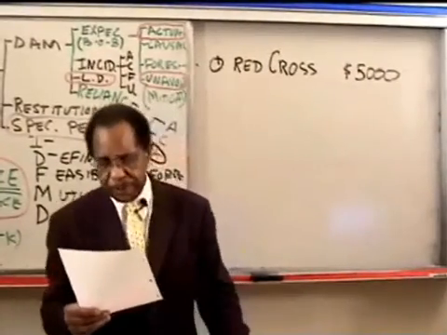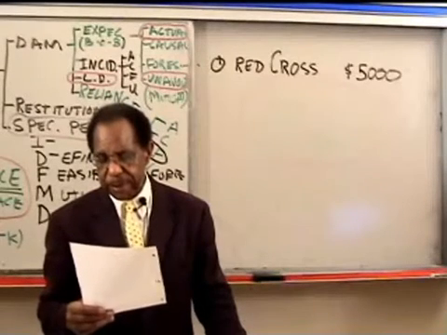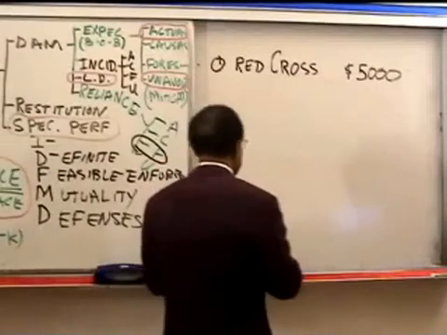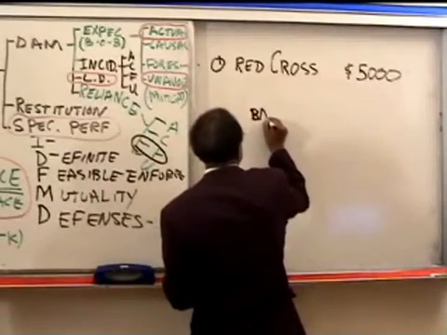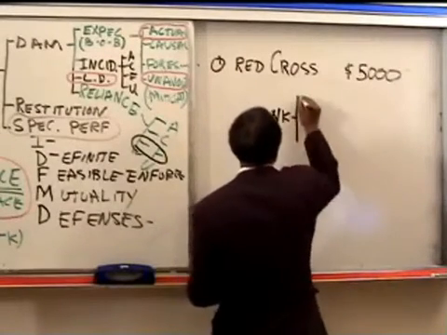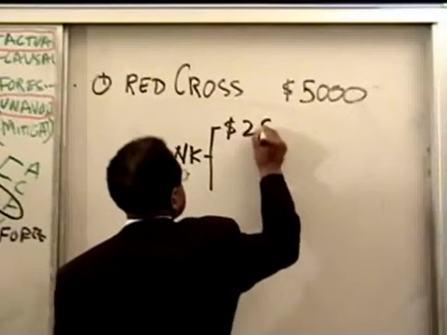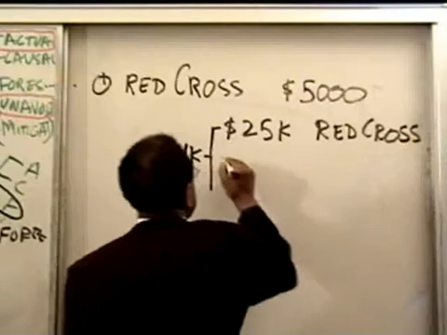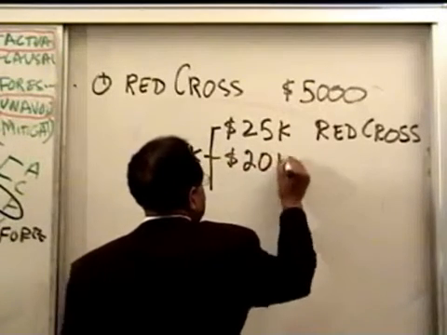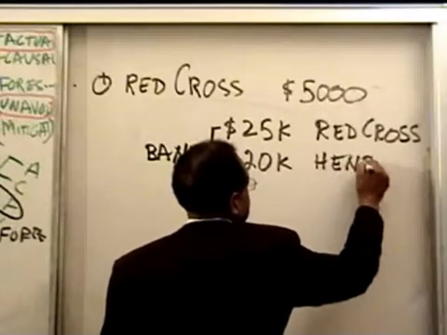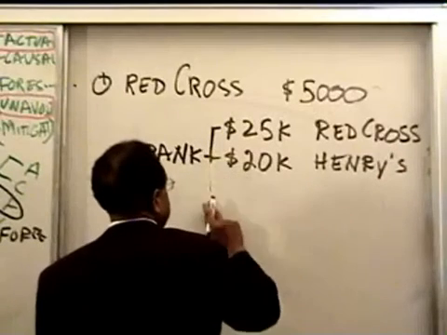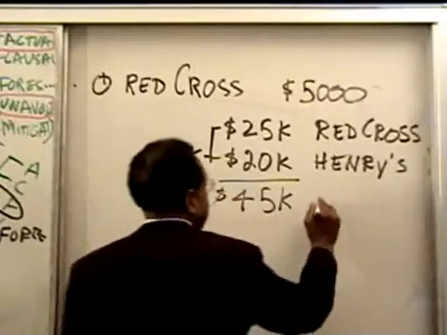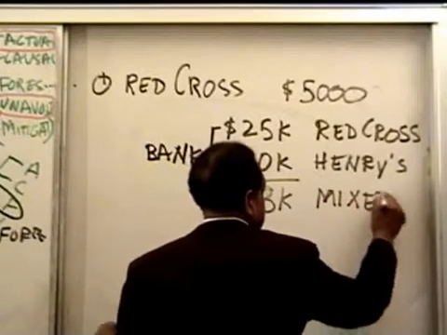Henry deposited $25,000 of embezzled money in his savings account at bank and had $20,000 of his own money when he made the deposit. So here we go. So into bank, we now have $25,000 of the Red Cross money and $20,000 of Henry's money, so that the total in the account is $45,000, and it's mixed ownership.